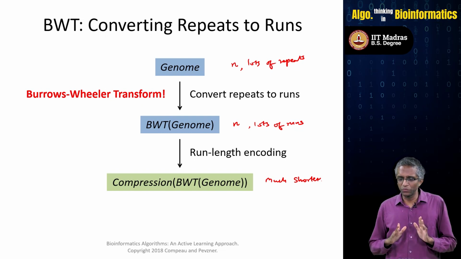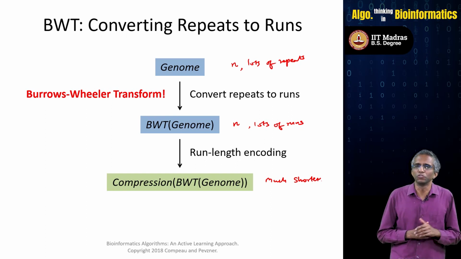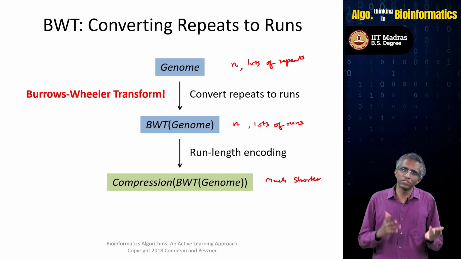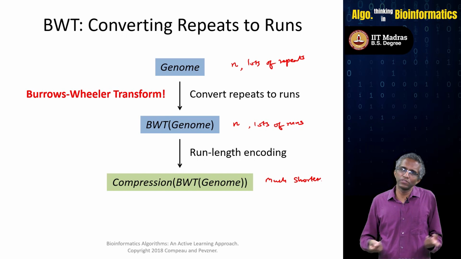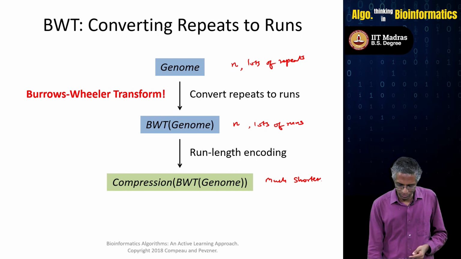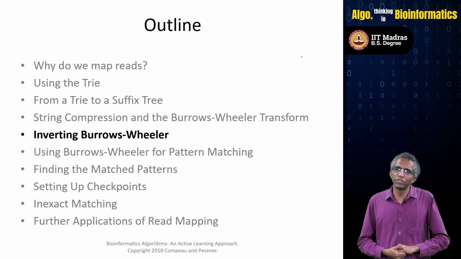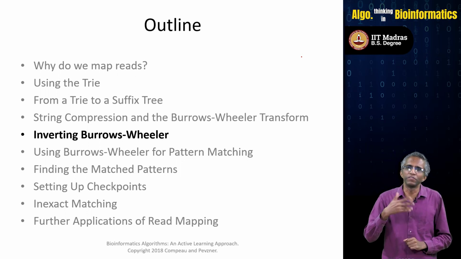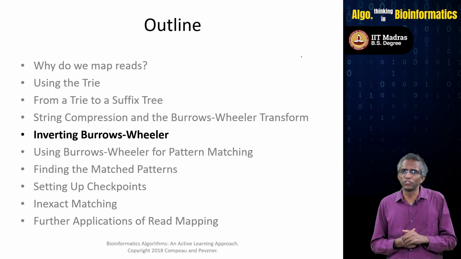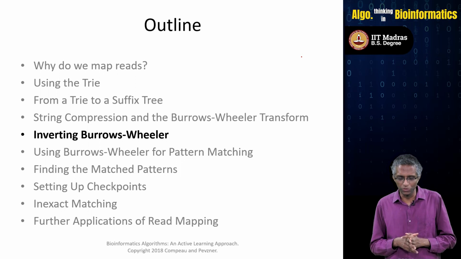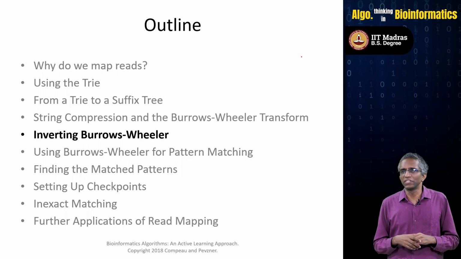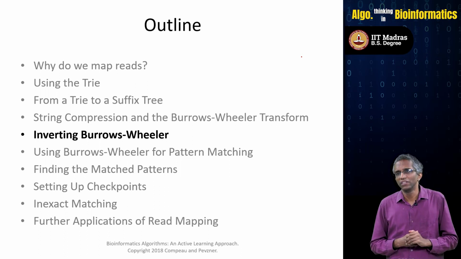So we have successfully converted repeats to runs, and we have now compressed the genome, but then how do we get the original genome back, right? So is this a lossy compression or is it a lossless compression? Any compression algorithm, we should also have a decompression algorithm, right? We need to also be able to get back the genome from the compressed genome. So can we do that? And that is called inverting Burrows-Wheeler. Can the Burrows-Wheeler transform be inverted? Is it a lossy transform or a lossless transform? Can we get back the original genome if we are given only the Burrows-Wheeler transform? Or in other words, if we are given only the last column of that matrix of cyclic rotations that we had, can we get back the original genome string?